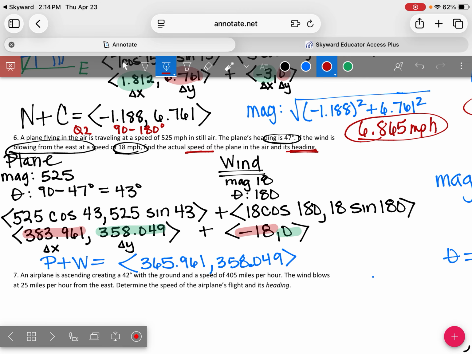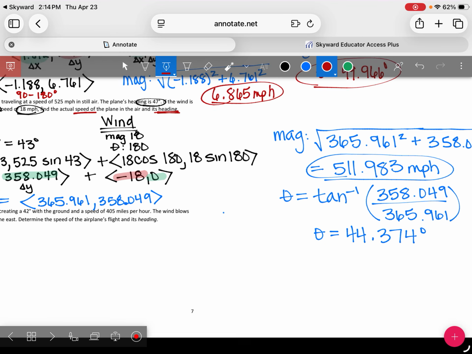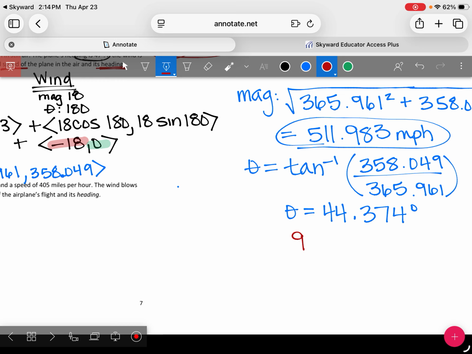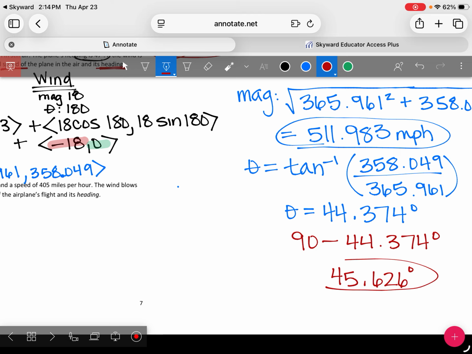So, how do I find the heading? Yes, 90 minus 44. You got to pay attention. Make sure you're answering the question. So what I'm really looking for is 45.626 degrees.